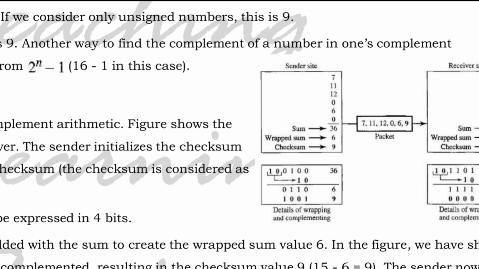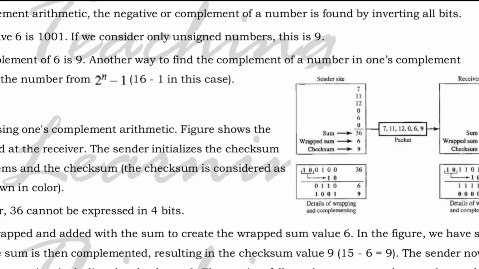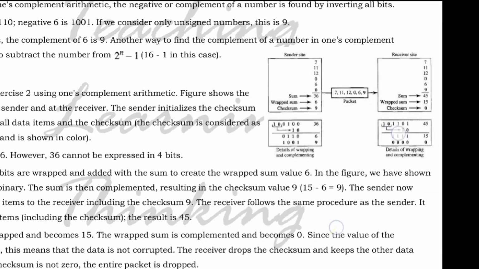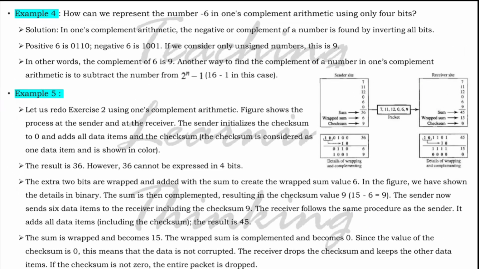So the checksum is 0 here, so the result is 0, and that's why we are saying that there is no error in the input data, so it will accept the data frame. So this is happening in checksum using the ones complement method.